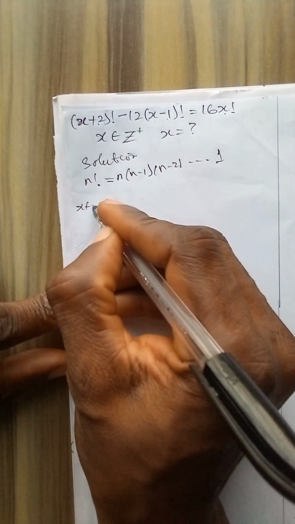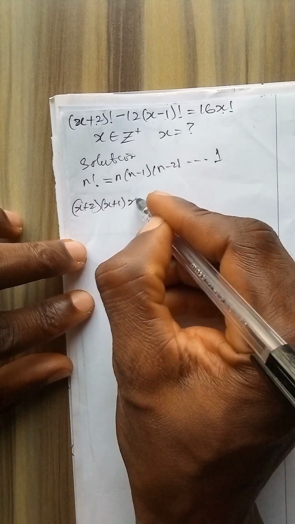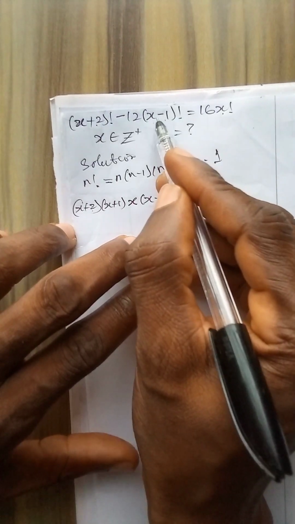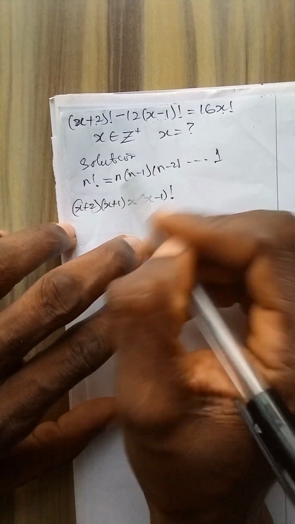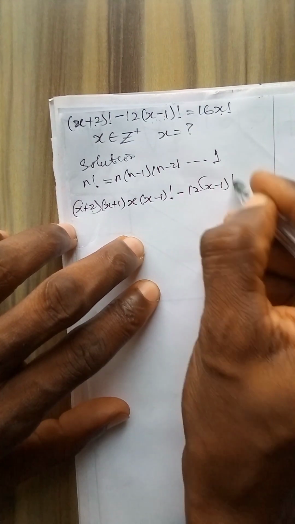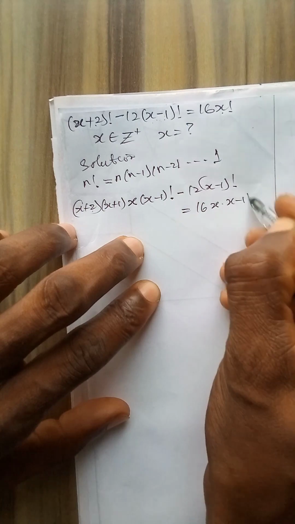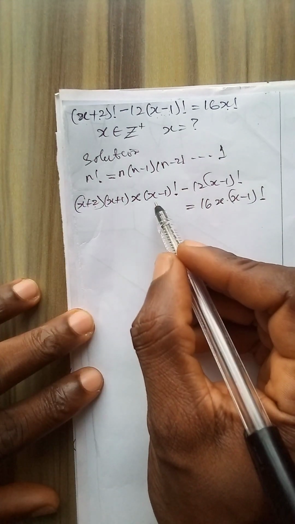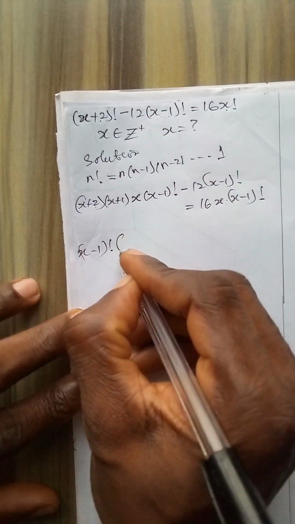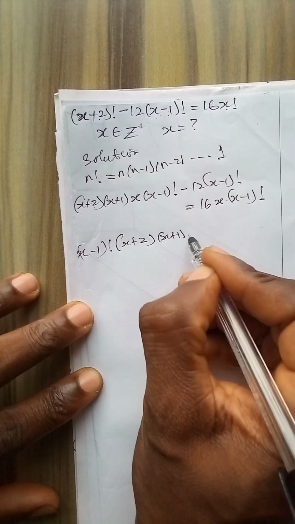So I have x+2, x+1, and if I remove 1 from here, then times x and (x-1)!. I'll stop here because I have (x-1) here, and I want to factorize them out. Then I'll do the same thing here. This is minus 12 (x-1)!. I'll do the same thing here: 16 times (x-1)!. I will have to factorize (x-1)! out. So (x-1)! times (x+2)(x+1)(x).